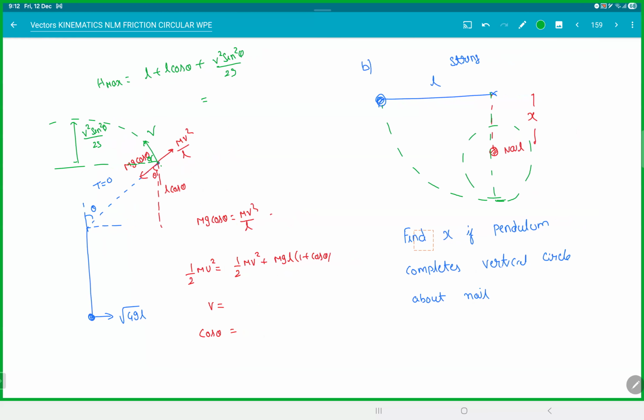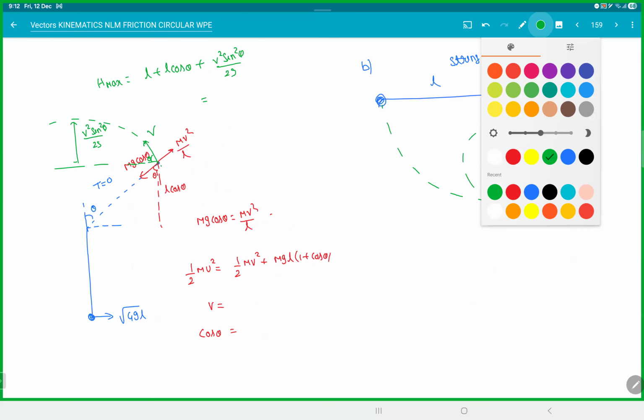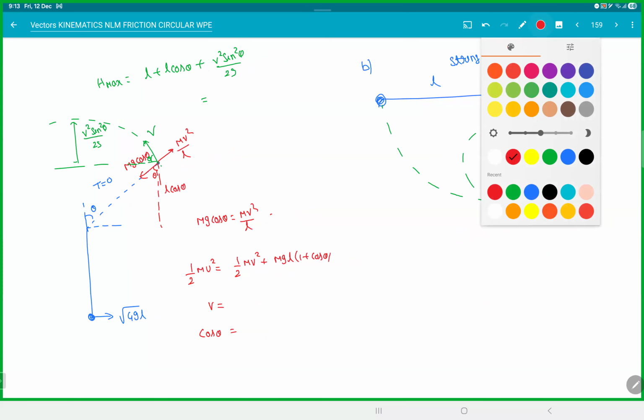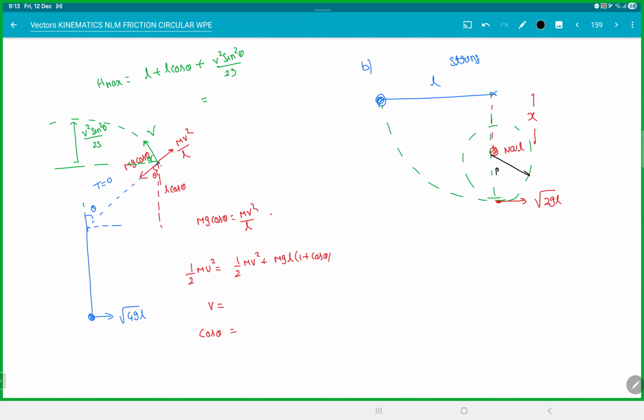What about this one? This is also there in the class notes. When this thing comes to the lowest position, your speed should be root 2gl. And the radius of this circle, the green one, is L minus x. So this must be greater than or equal to root 5g(L minus x) to complete a circle. So we get 2gl must be greater than or equal to 5g(L minus x).